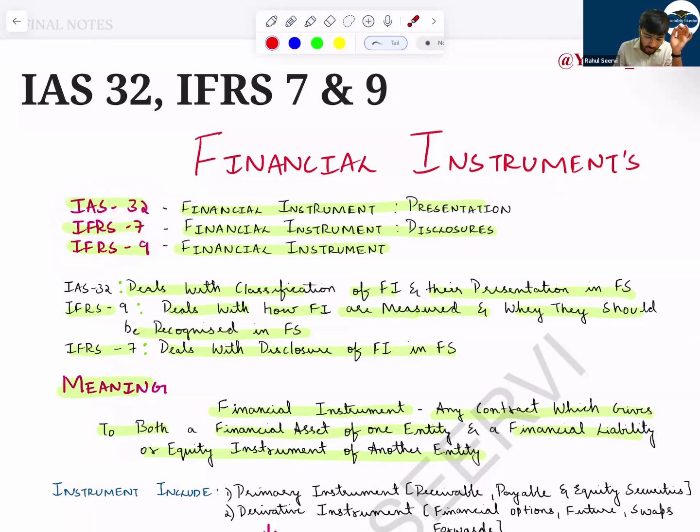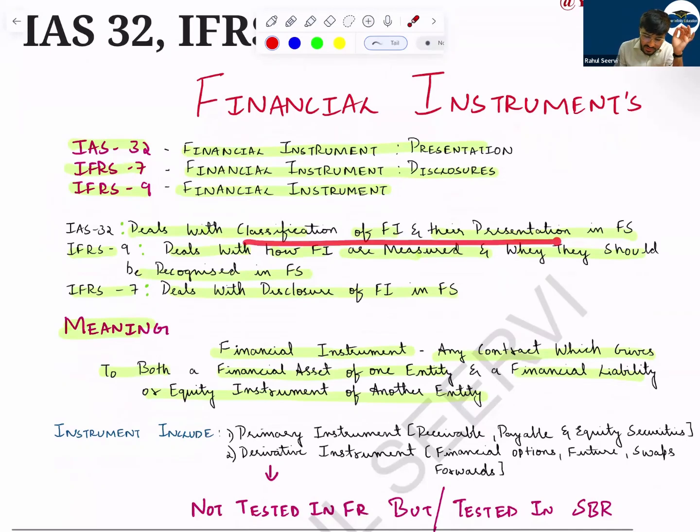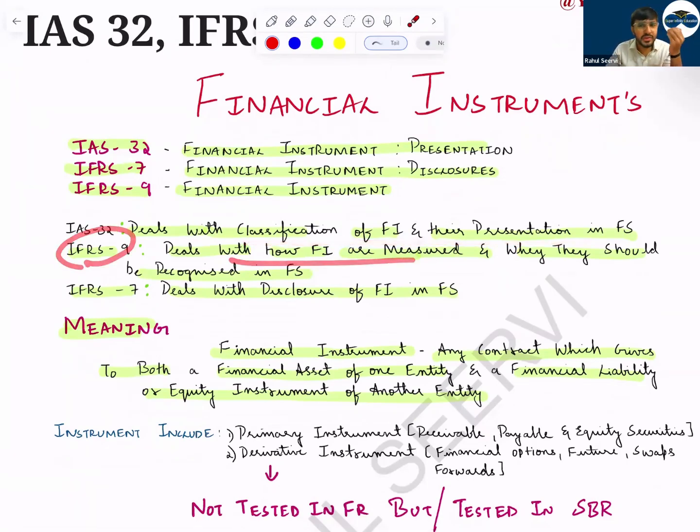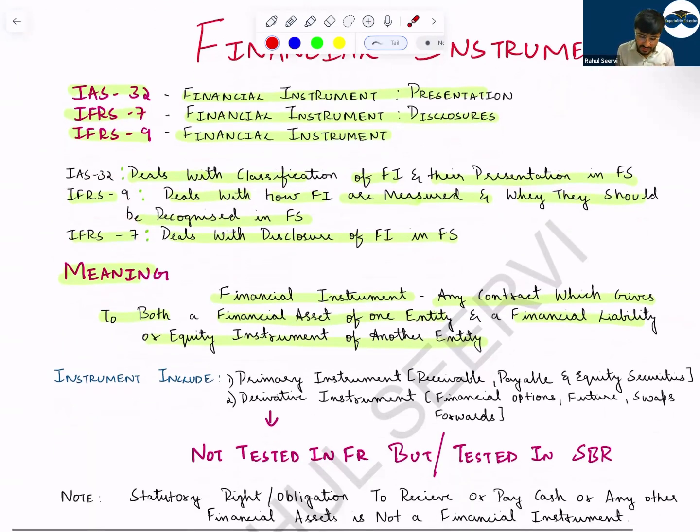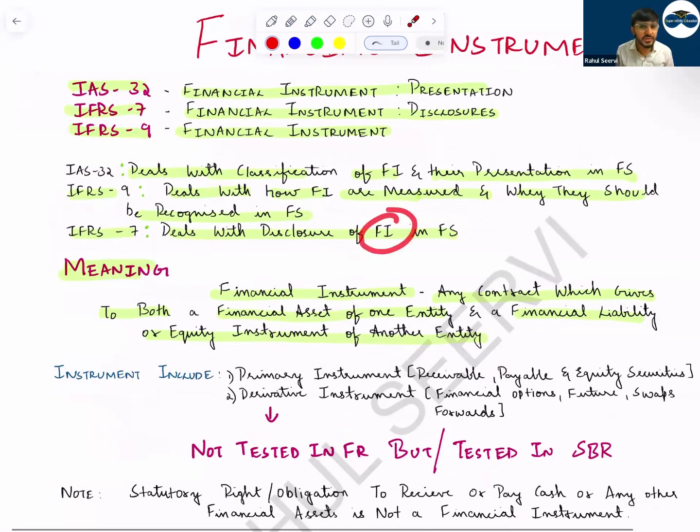So IAS 32 will discuss regarding what? Classification and presentation of FI. IFRS 9 will deal with how it is measured and where and when they should be recognized. Recognition and measurement part is covered in IFRS 9. Then IFRS 7 deals with the disclosure of financial instruments in the financial statement.